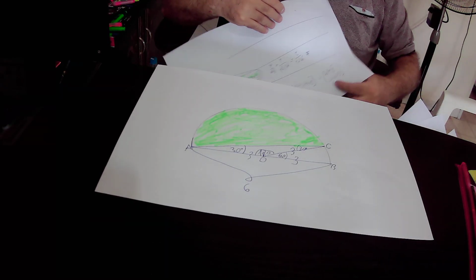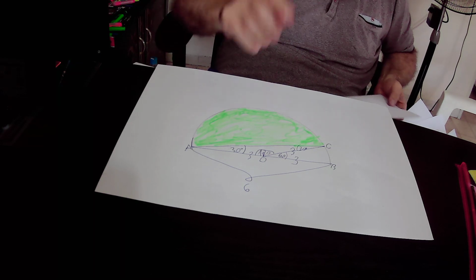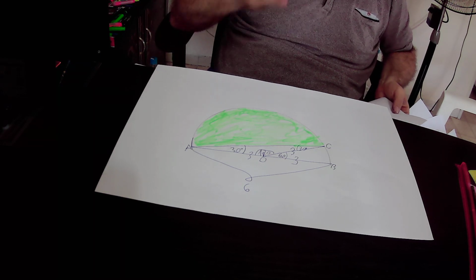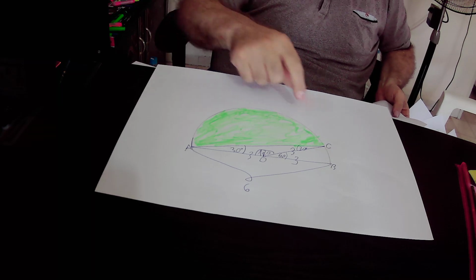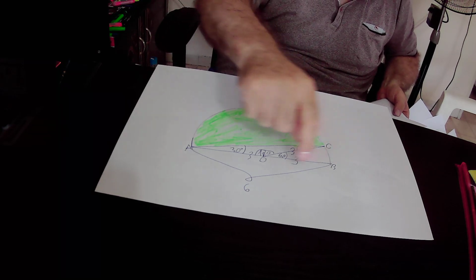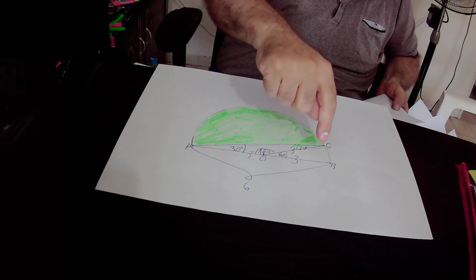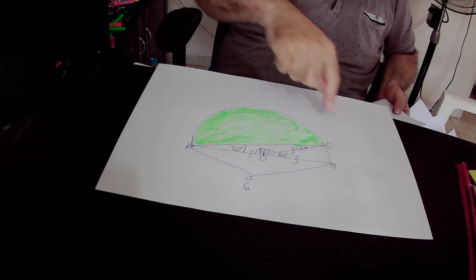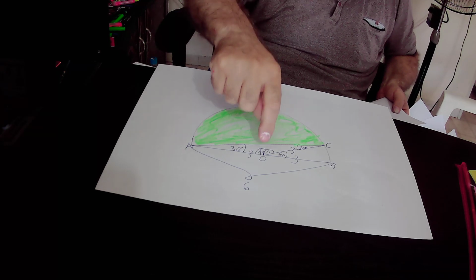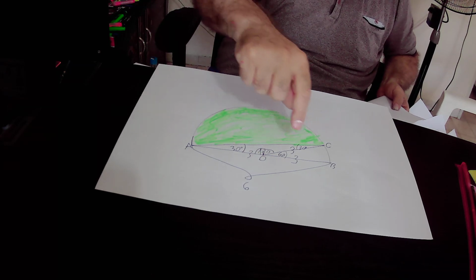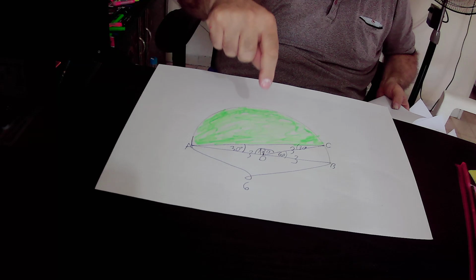Then I presented to you how to find the area of this green shape according to the second method. According to the second method, the area of the green shape equals the area of the semicircle minus the area of triangle AOC minus the area of sector COB. Again, the area of the semicircle minus the area of triangle AOC minus the area of sector COB equals exactly the area of the green shape.